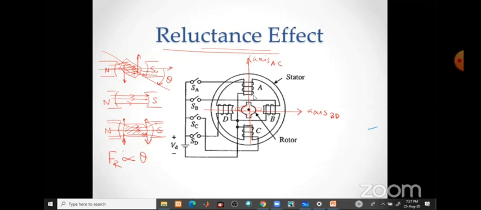Using the conductors, if two conductors are there between the electromagnets that have opposite direction of current, like this, there are two different ways. One is electromagnetic torque, another is reluctance torque.